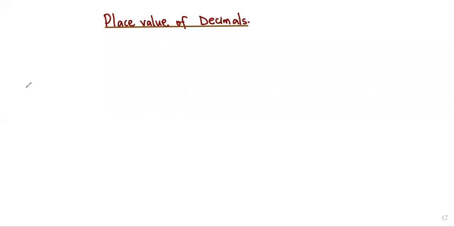Okay, so this afternoon, I want us to look at place values of decimals. It's good that right now we understand what decimals are. Now let's look at their place values. But to understand the place values of decimals, we need to first of all remember the place values of integers.